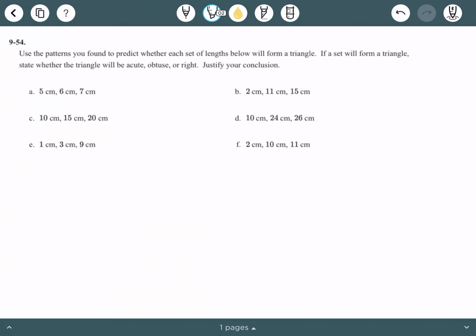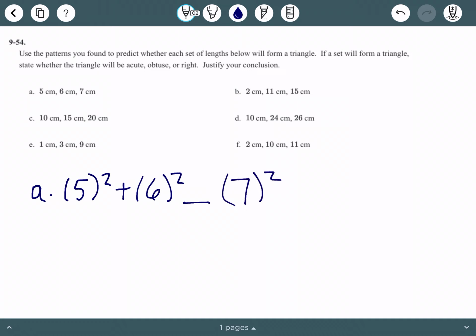So let's see. I know 5 plus 6 is 11, which is greater than 7. So yes, it will form a triangle. Now we need to figure out what type of triangle. So let me switch over to my pen here. For A, we're going to do 5 squared plus 6 squared. I don't know if it's going to be equal to, less than, or greater than 7 squared. So let's see. I'm just going to leave this blank for now.